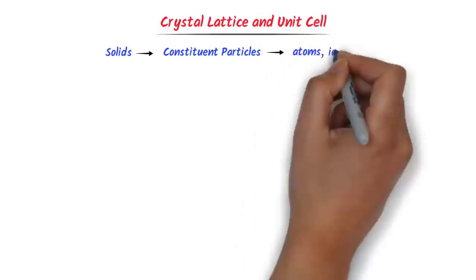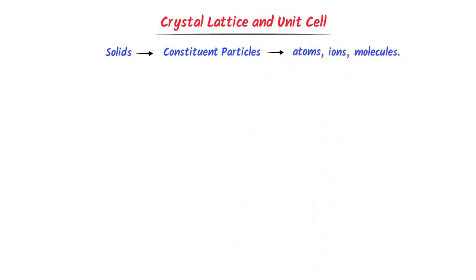Now let me teach you the basic concept of crystal lattice and unit cell. We all know that every solid is made up of constituent particles. Constituent particles may be either atoms, ions, or molecules. Now here is one important question. How do these constituent particles combine together to form big structures of solid? Well, to learn this, let me give you one simple example.